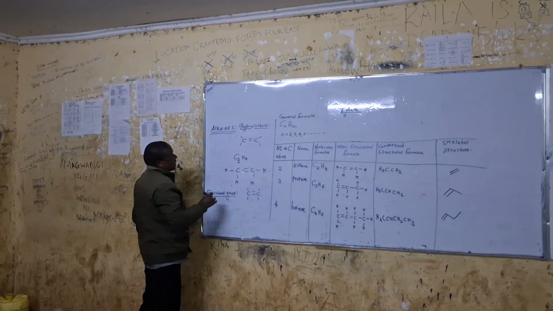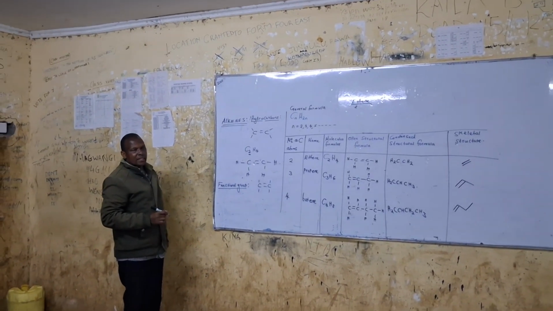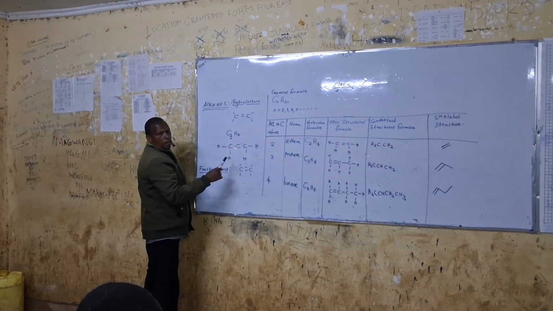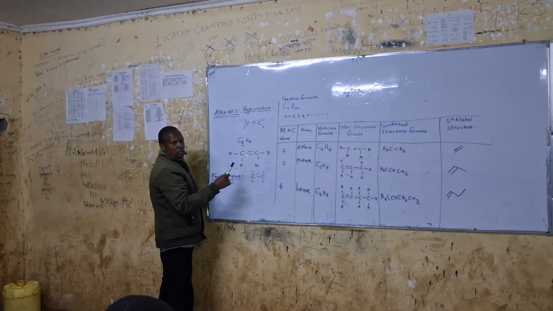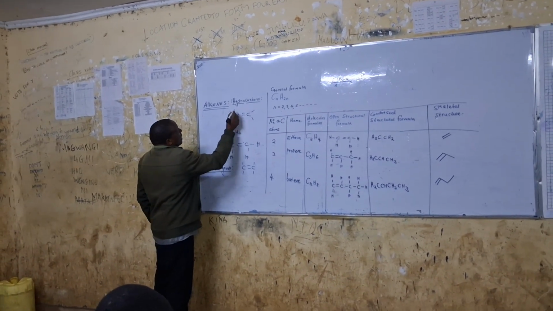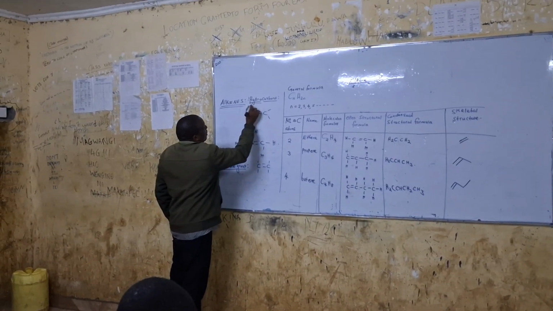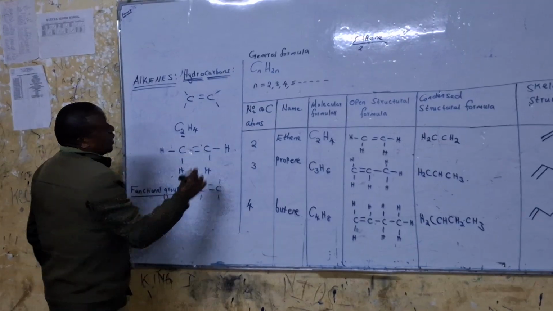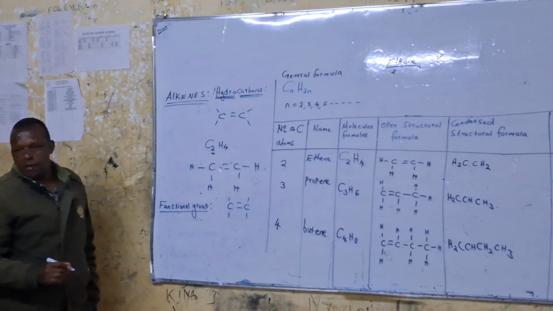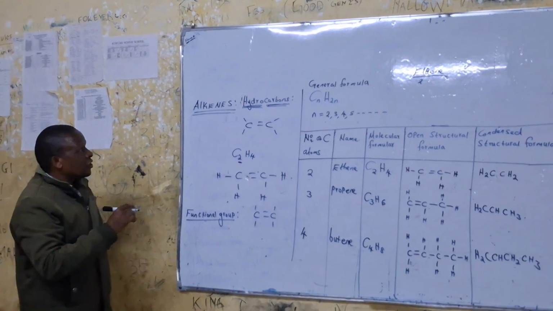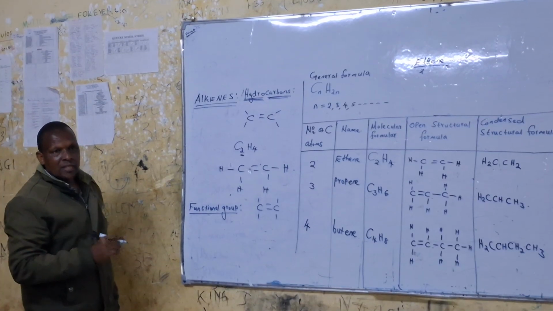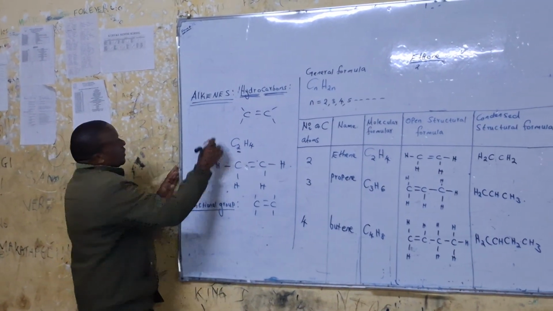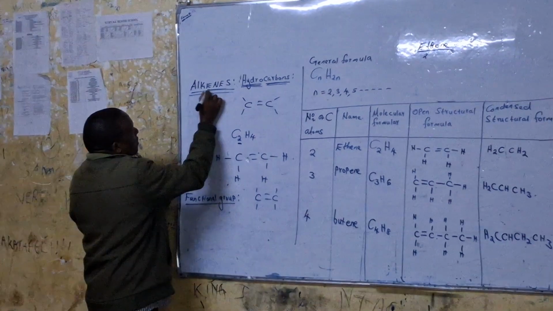What are we looking at? Alkenes. What are alkenes? Alkenes are hydrocarbons. Hydrocarbons are organic compounds which are made up of hydrogen and carbon atoms only in their structures. Are we clear? But if you look at their name, the name is ending with E.